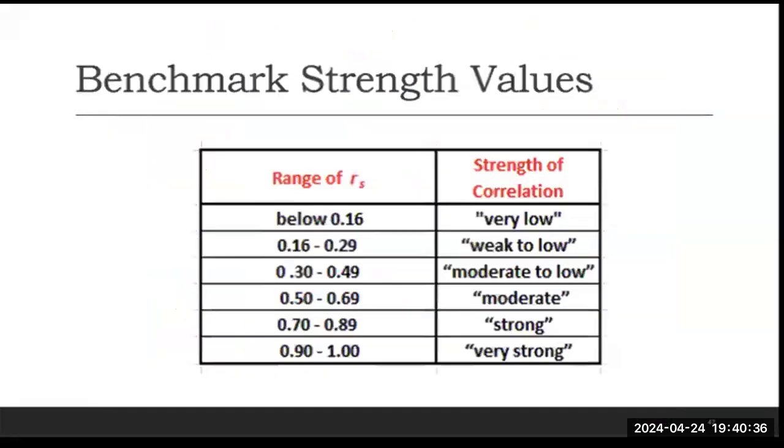So here are the benchmark values in terms of correlations. If it's below 0.16, positive or negative, we say that's very low correlation. 0.16 to 0.29 is weak to low, 0.3 to 0.49 moderate to low, 0.5 to 0.69 moderate, 0.7 to 0.89 strong, and 0.9 to 1.0 very strong. So just benchmark values.